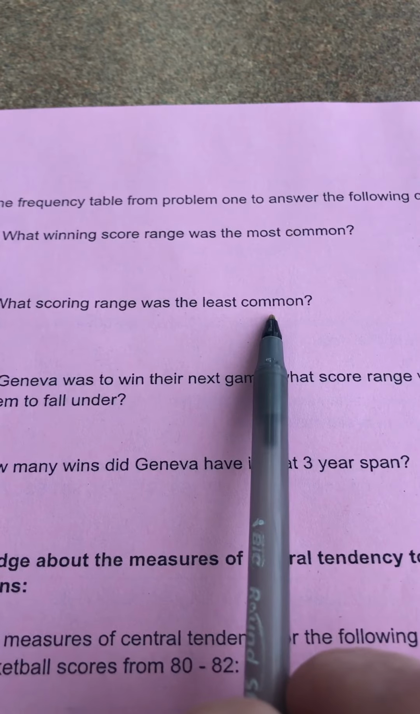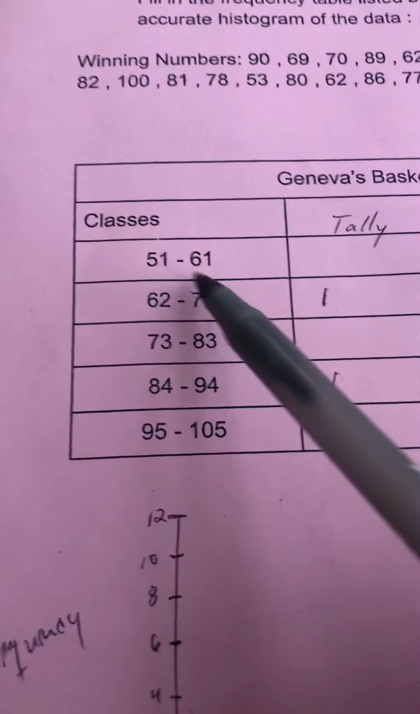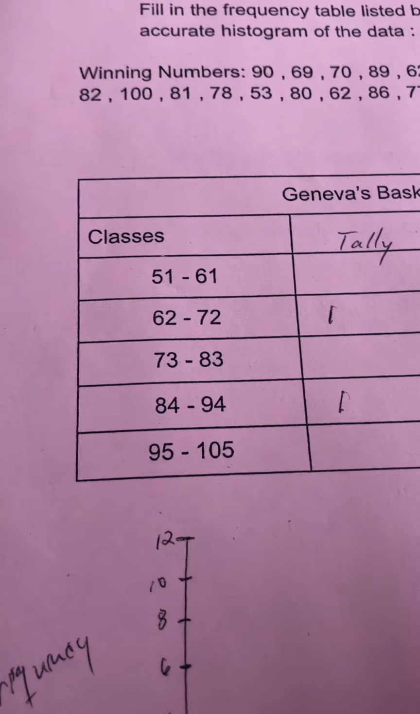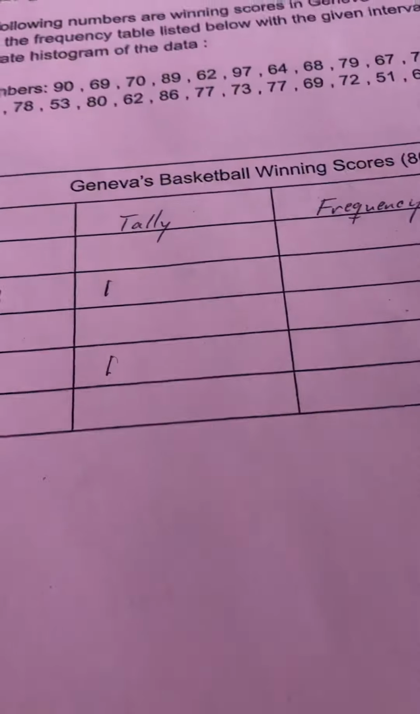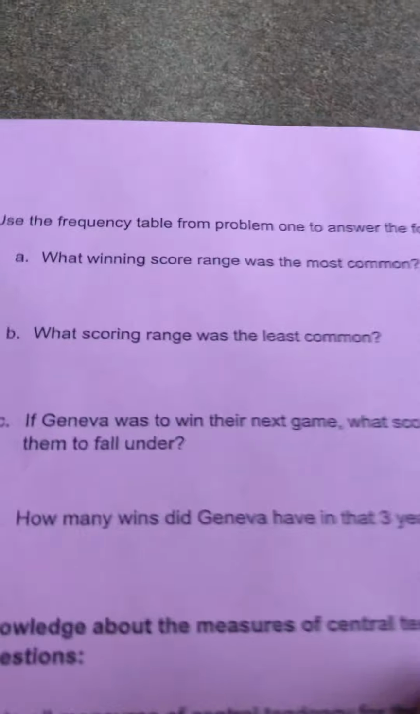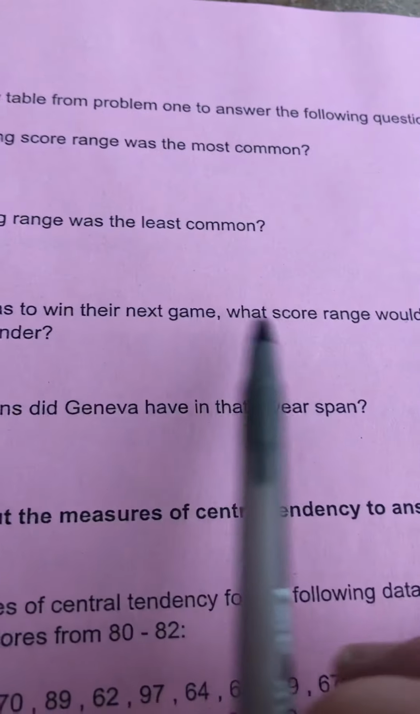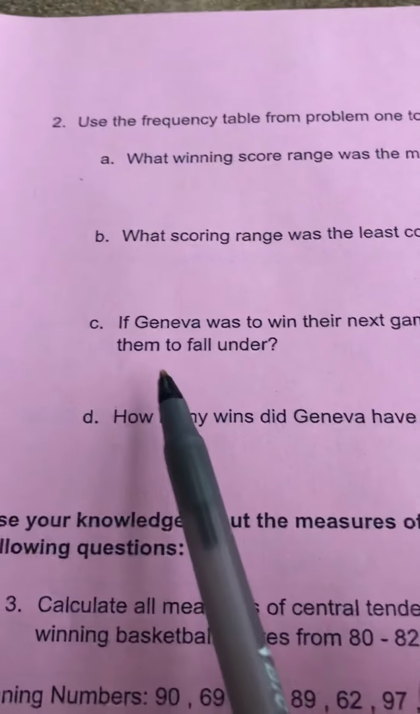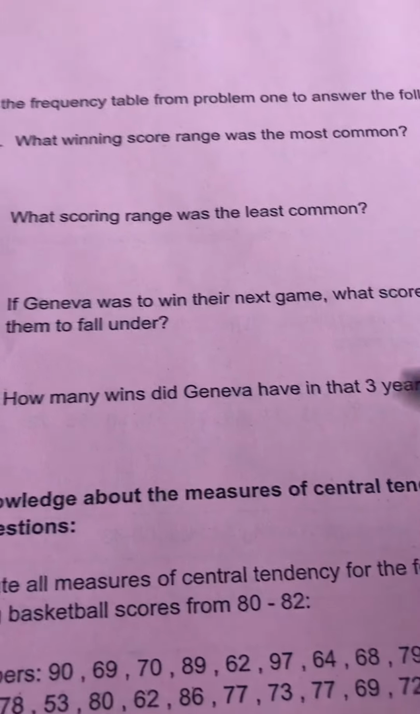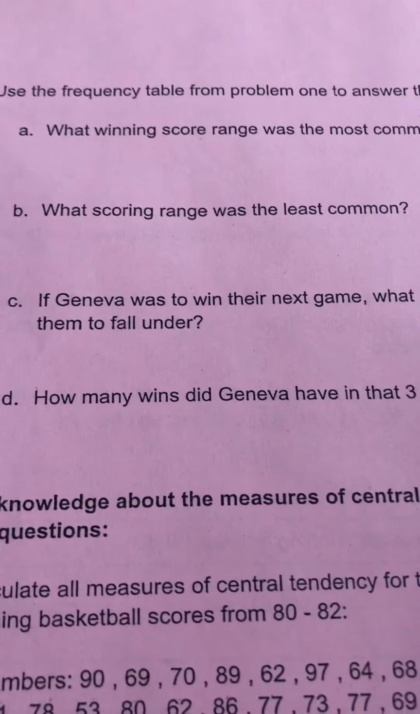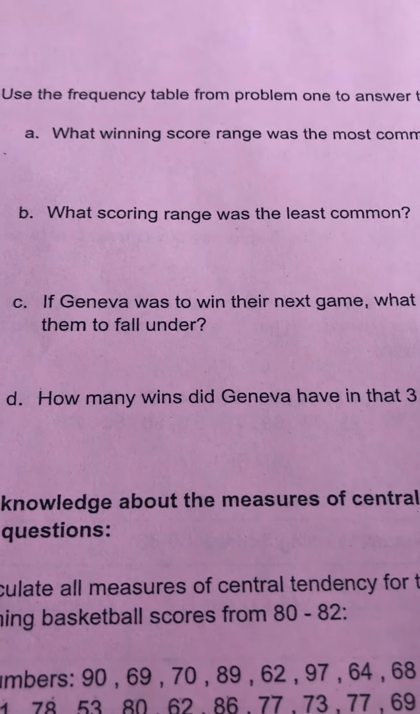And B, what scoring range was the least common? What scoring range, was it 51 to 61 or 95 to 105, had the least amount of tally marks, least frequent. C, if Geneva was to win their next game, what score range would you expect them to fall under? Probably the most common, you'd expect them to do that again.